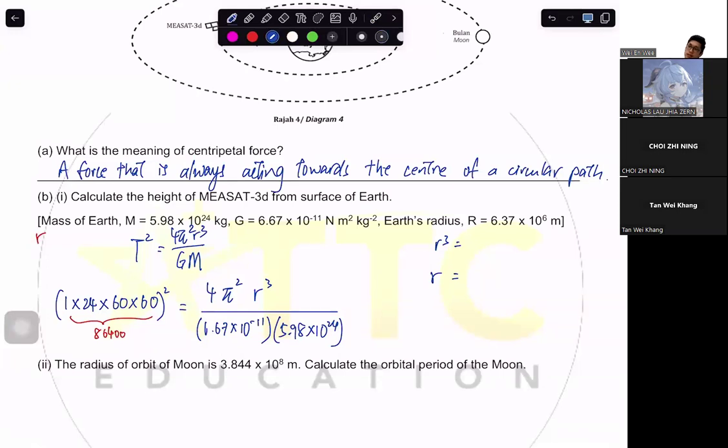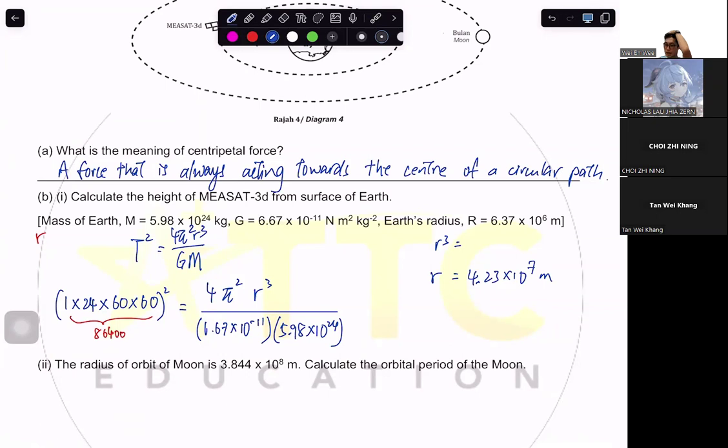That's r, Nicholas. Is it 4.23 times 10 to the power 7? Okay, check whether you get the same number. 4.23 times 10 to the power 7. See whether you get the same.